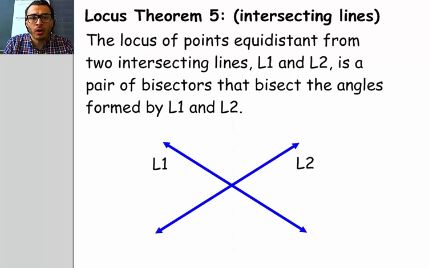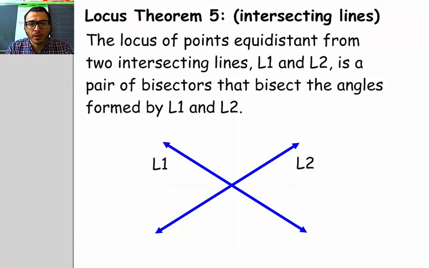Okay, so here we are, Locus Theorem 5. This is our 5th video in our Locus series, and I'm just going to call this Locus Theorem 5, intersecting lines, because in this theorem you are given two intersecting lines and you will be asked to sketch the locus of points equidistant from the two intersecting lines. So here's what it says.